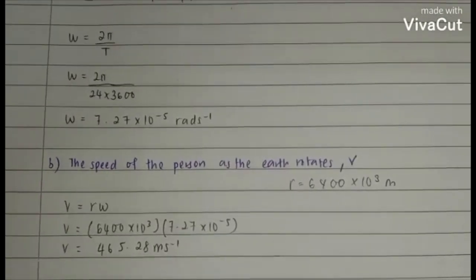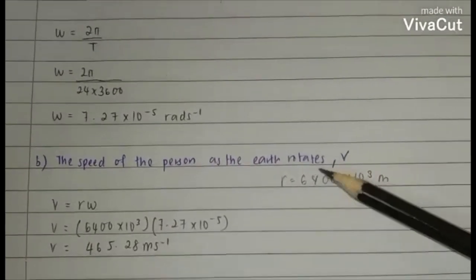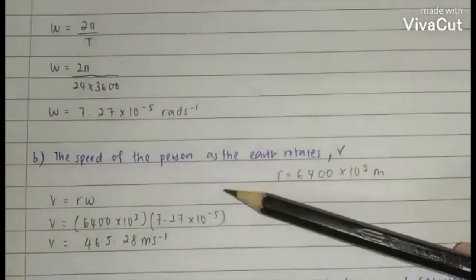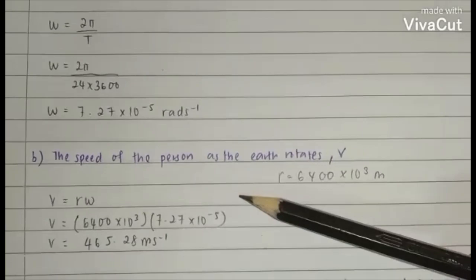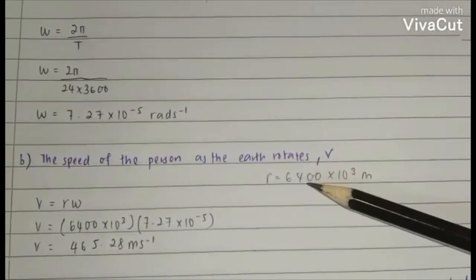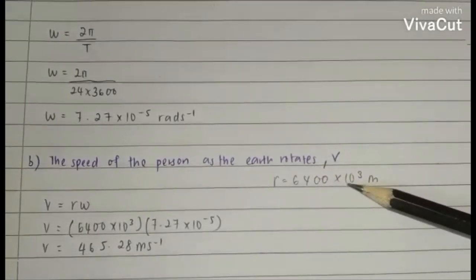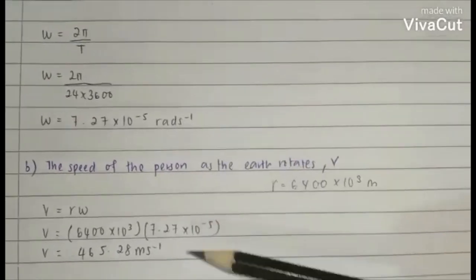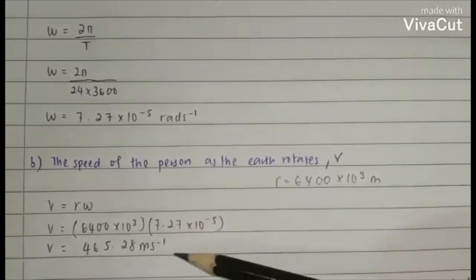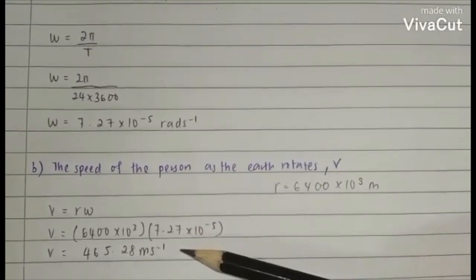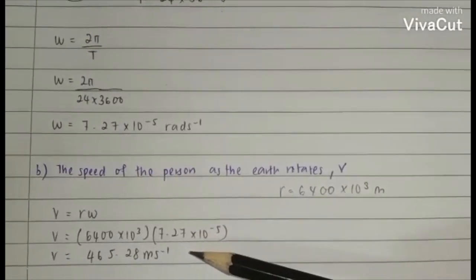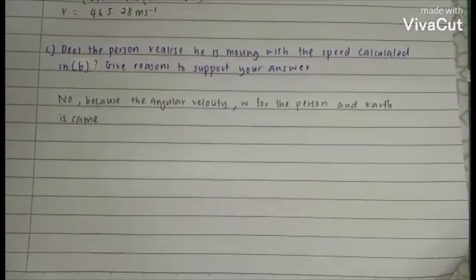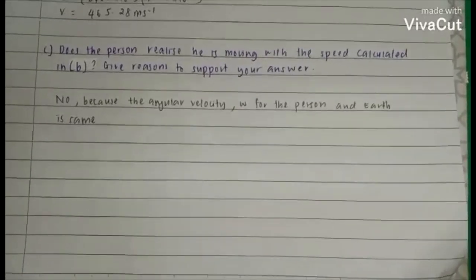For question B, calculate the speed of the person as the Earth rotates. So, kita nak cari V. So, kita pakai formula V equal to R omega. So, R kita dah ada, which is 6,400 km. So, tukar kepada SI unit. And kita dah ada omega, which is kita calculate dekat A tadi. So, kita substitute je nilai. And kita dapat V equal to 465.28 meter per second.